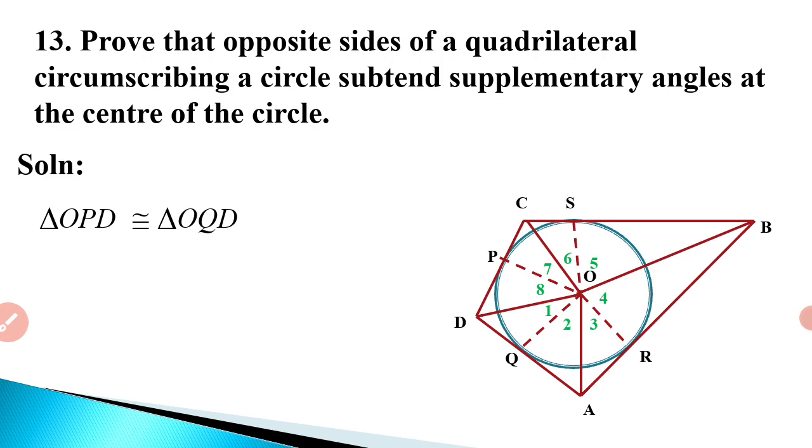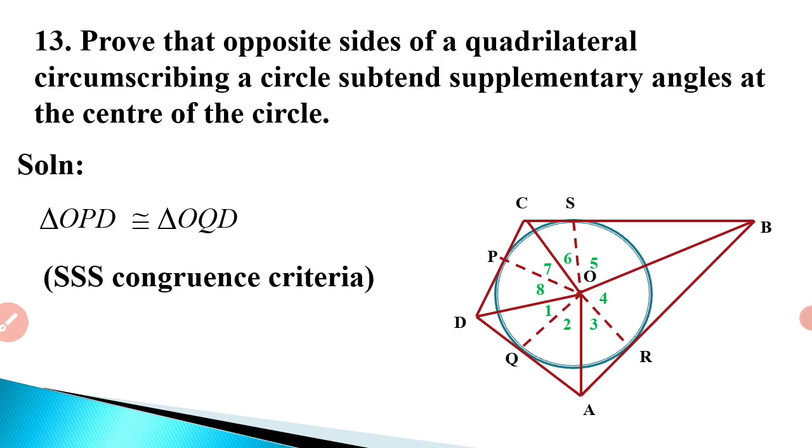Now let us continue with the question. I am going to consider triangle OPD and triangle OQD. I can easily prove these two triangles to be congruent to each other. OP equal to OQ, they are the radii of the same circle. DP equal to DQ, lengths of the tangent from a point outside, they are also equal. And OD is the common side. This is how, by SSS criteria, I can prove the triangles OPD and OQD to be equal.